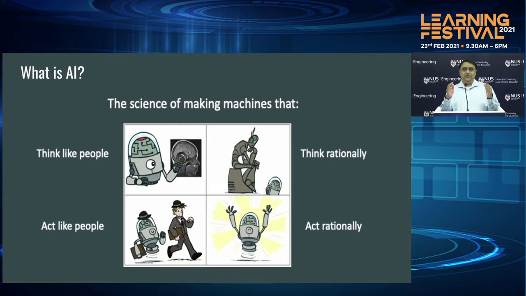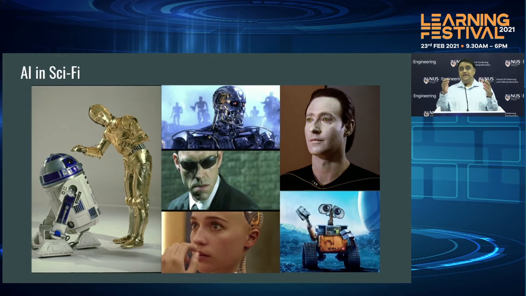So what can we do? We can think like people, act like people, think rationally, and act rationally. Okay, so this is the main goal of all of AI. And if you look at popular culture, there are many, many examples of this.